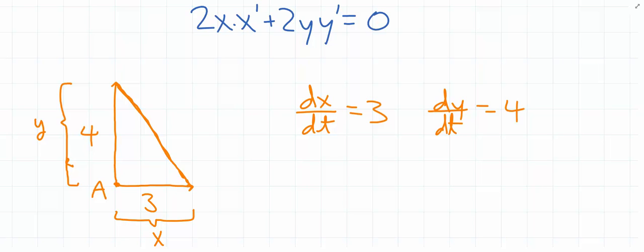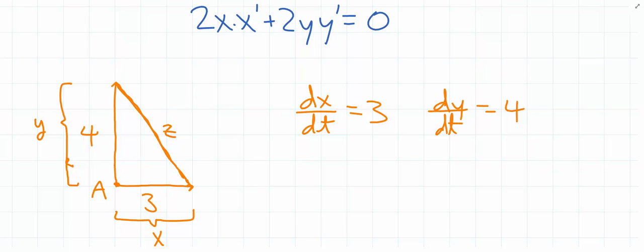So we have two rates there. Now, let's suppose we want to know how fast the distance between the two is changing. In other words, we want to know how fast they're getting further apart from each other. We want to know how fast that distance is changing. With this picture, you can see it would be the hypotenuse right there. I'll just call that z.